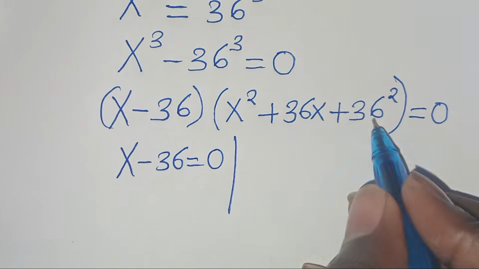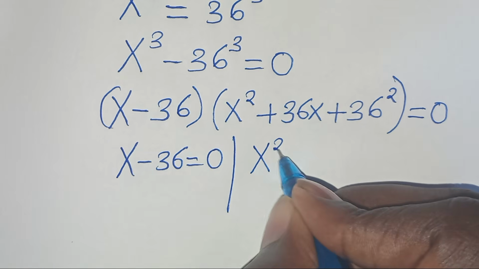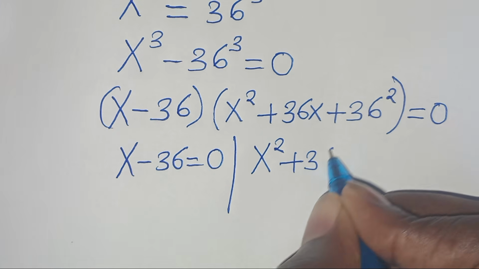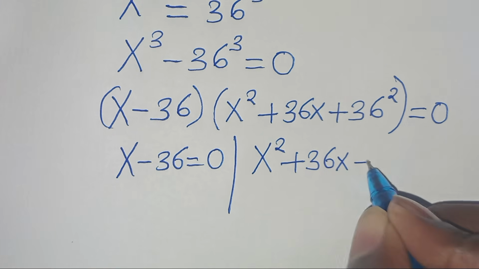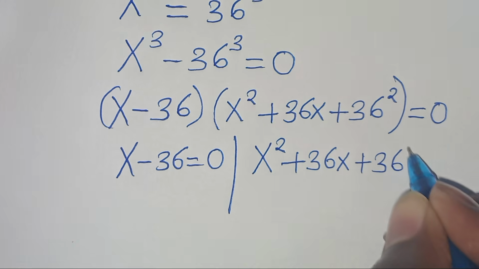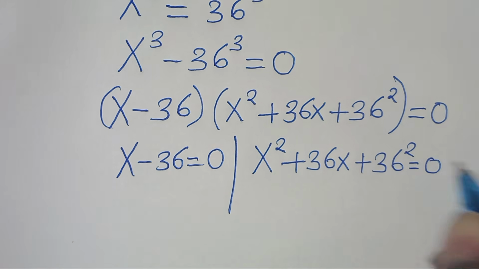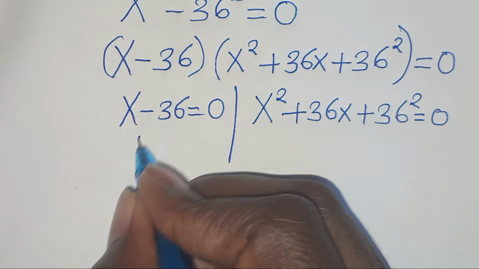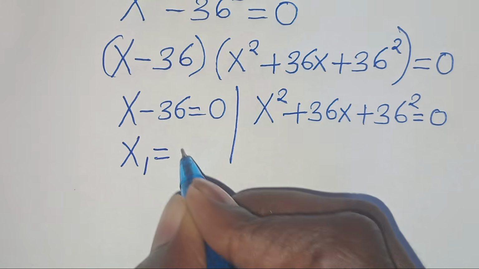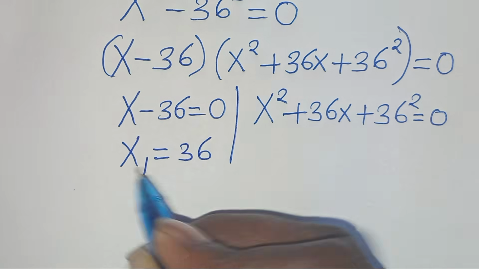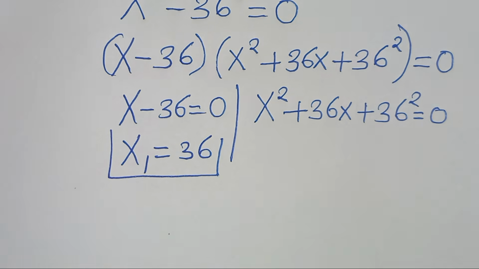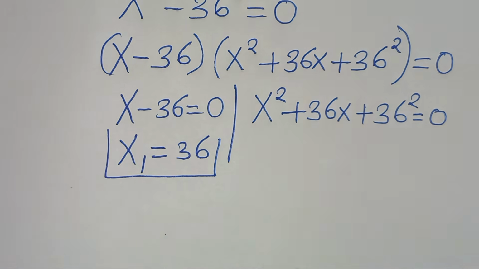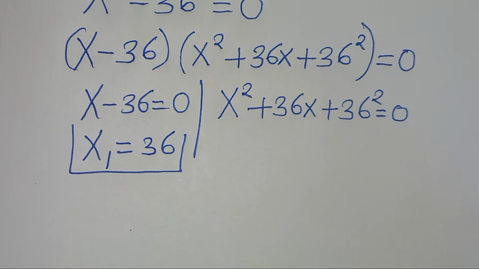Then we have the quadratic equation part, which is x to the power of 2 plus 36x plus 36 raised to the power of 2, this is equal to 0. Now from the first part here, we have that x1, this is equal to 36. This is a real solution. Now let's check the quadratic equation.